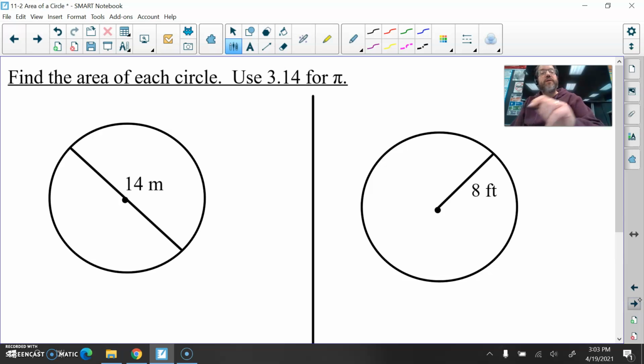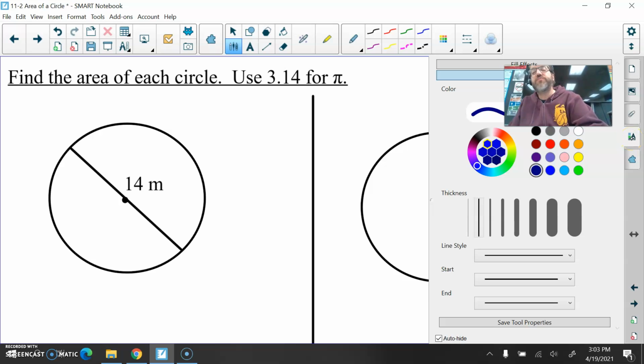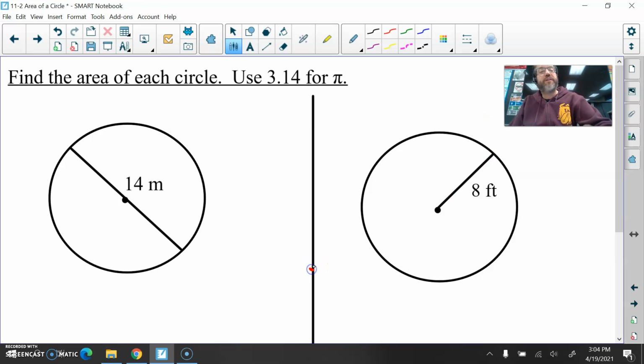All right, so let's find the area of a couple of circles here. I'm going to see if I can switch my color here. Maybe I'll go with red today. Find the area of each circle. If I want to find the area, I'm going to start by writing down my area formula. Area equals pi r squared. Pi times the radius squared. And we'll use 3.14 for pi. And we always use 3.14 for pi unless we're asked to use something else.